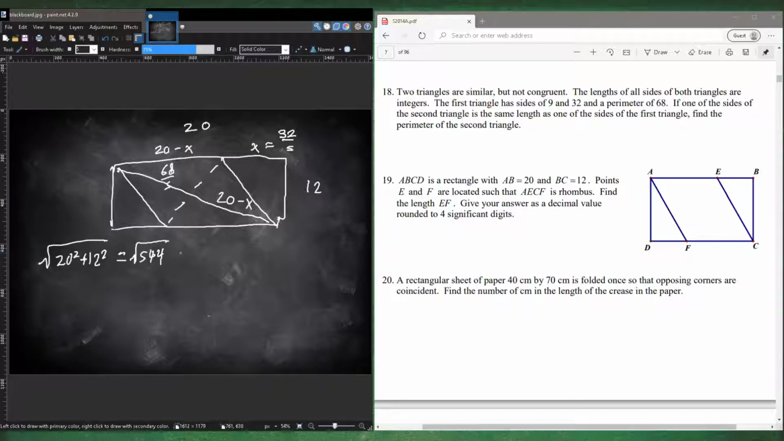Okay, and that's the length of this. Now, we only need half of it, right? Because we don't need the entire thing, we need half. So square root 544 squared, divide by 2. And now this length, right, triangle, right?